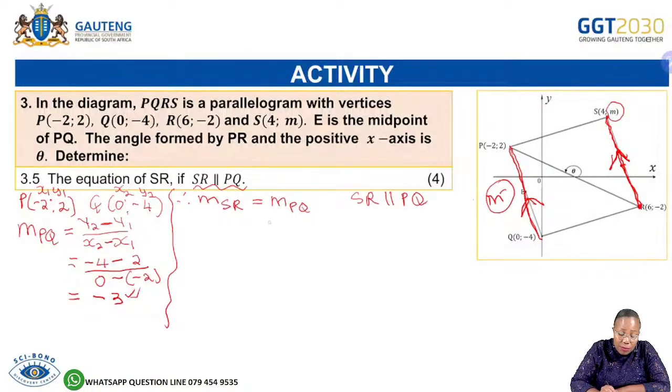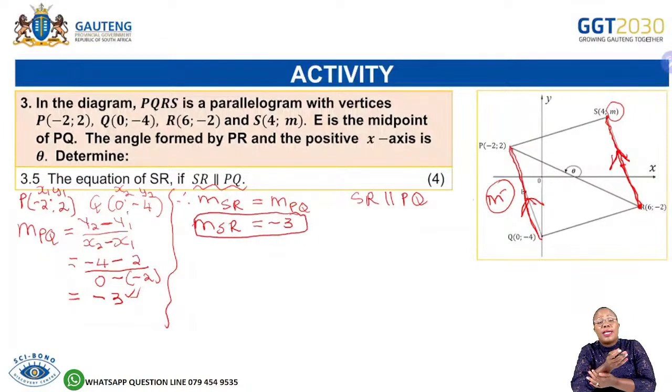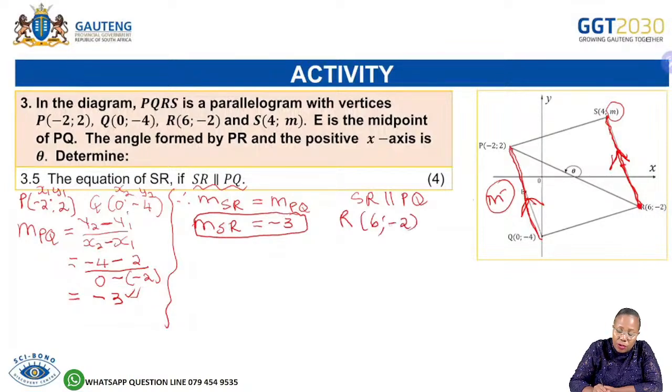And then now that means this will also be -3. M of SR will also be -3. Happy, grade 12, we have the gradient of that line. Remember, to find the equation of a straight line, you need a gradient and a point. So we have a gradient and we have point R, which is the point that lies on that particular line with coordinates (6; -2). We are avoiding S because it has an unknown m.